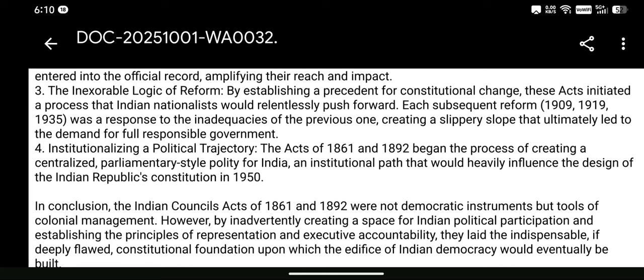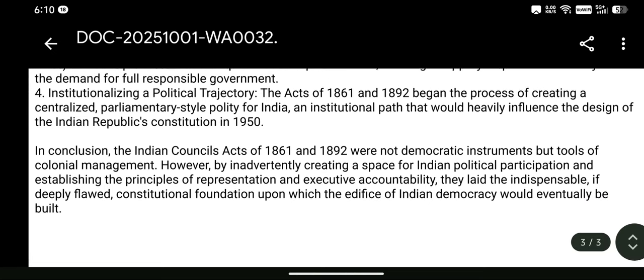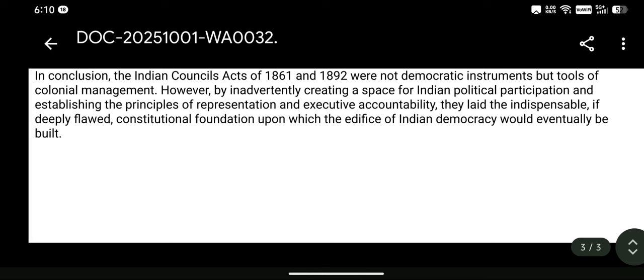In conclusion, the Indian Councils Acts of 1861 and 1892 were not democratic instruments but tools of colonial management. However, by inadvertently creating a space for Indian political participation and establishing the principles of representation and executive accountability, they laid the indispensable, if deeply flawed, constitutional foundation upon which the edifice of Indian democracy would eventually be built.